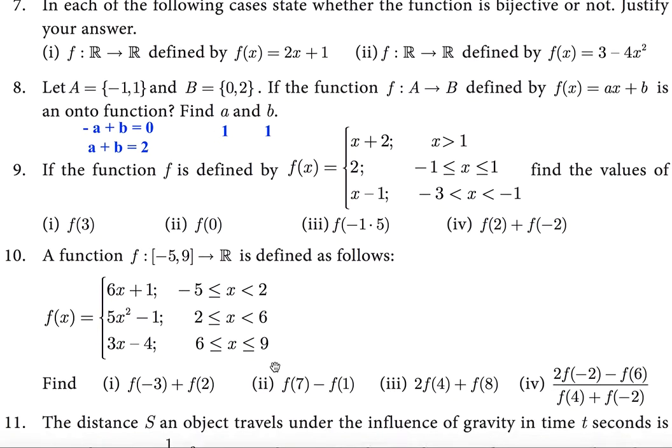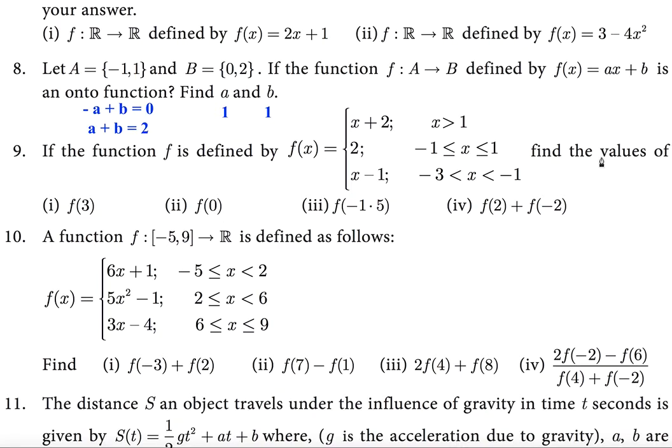So a is 1 and b is 1. If the function f is defined by this, find the values of f of 3. Yeah, x greater than 1. Right, 3 plus 2, 5. This is 5.